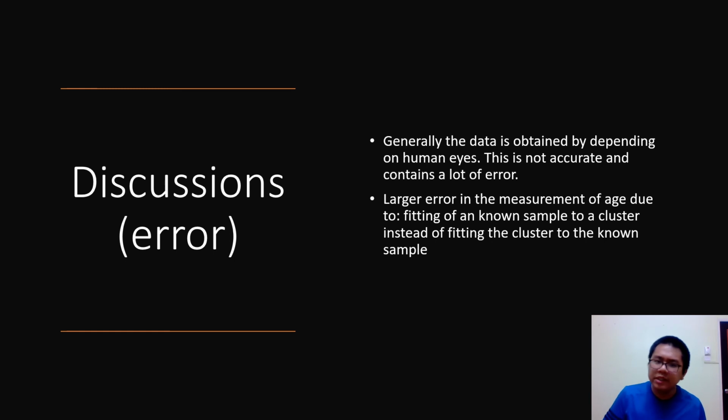Also, in the previous slide, we said that there's a larger error in the measurement of age than the measurement of distance. This is also due to the methodology of fitting a known sample to a cluster instead of fitting the cluster to a known sample. Let's say we have 10 known samples. Basically, we are saying to the cluster that there are only 10 choices of age. So there's a very big error there.